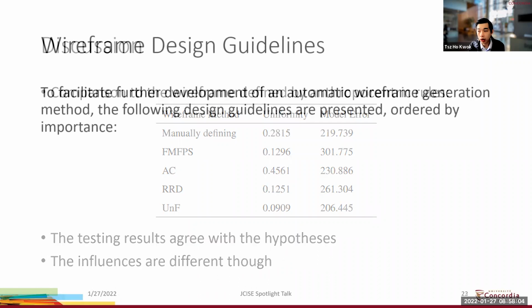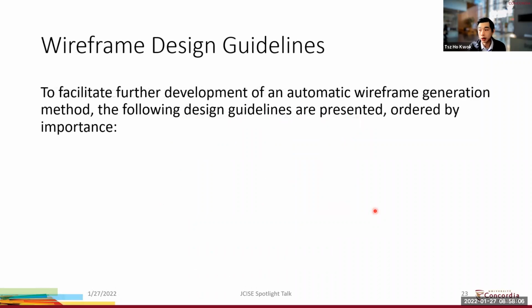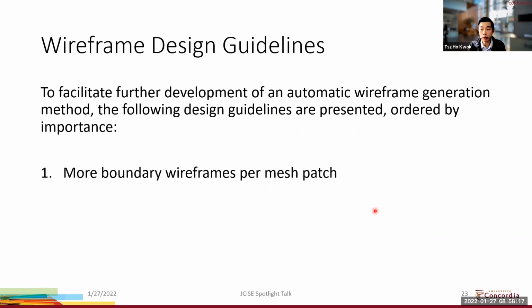So to facilitate further development of an automated wireframe generation method, we developed certain guidelines ordered by importance. The first one is more boundary, from hypothesis 3, the topology. This is also the most important one. More boundary wireframe per mesh patch will be better. That means the more complex the topology of the wireframe, the better for the learning performance.